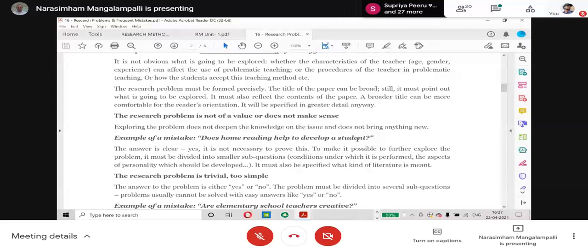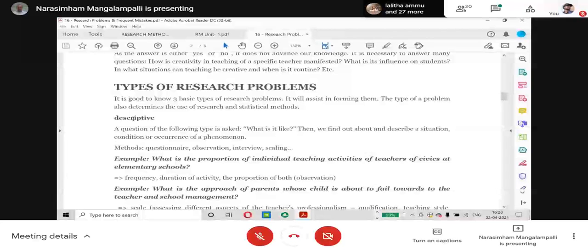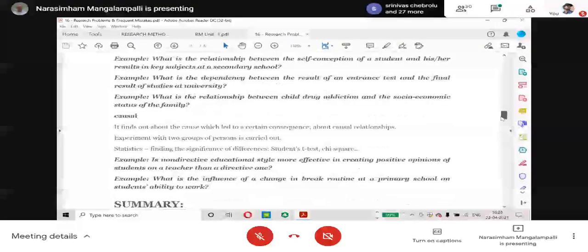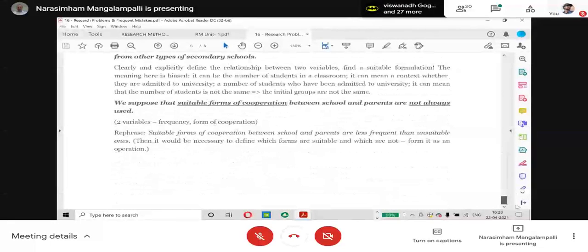this is a well established fact that home reading will help developing a student. Yes, it will help. But what are the conditions? Environmental conditions and other aspects. So, like that, this particular note will also give some descriptive examples of types of research problems. So, this will enhance your knowledge on these aspects. This also I will mail to you now itself.